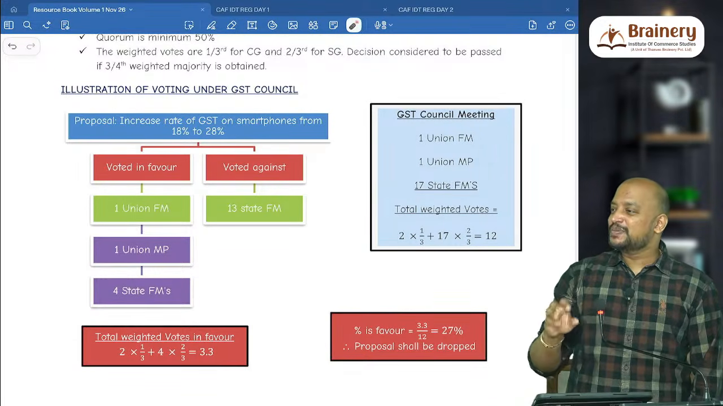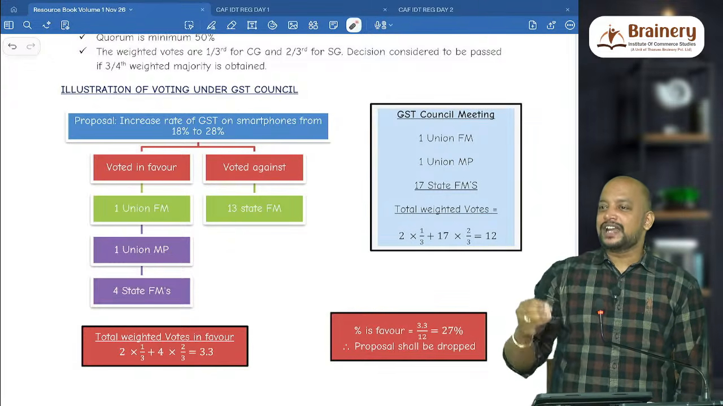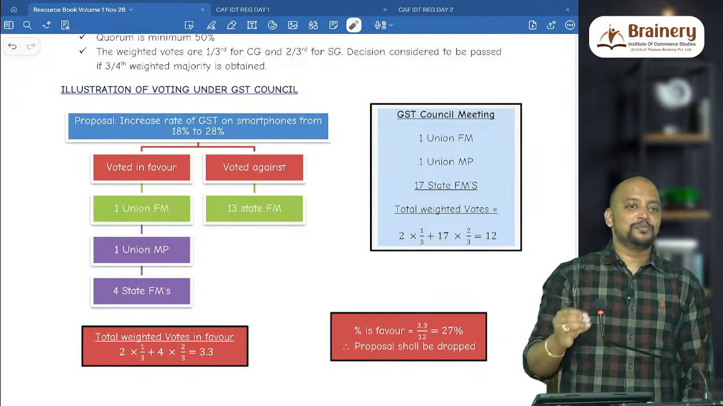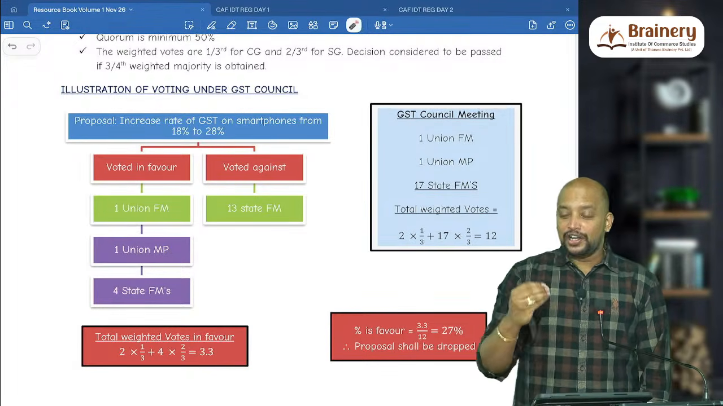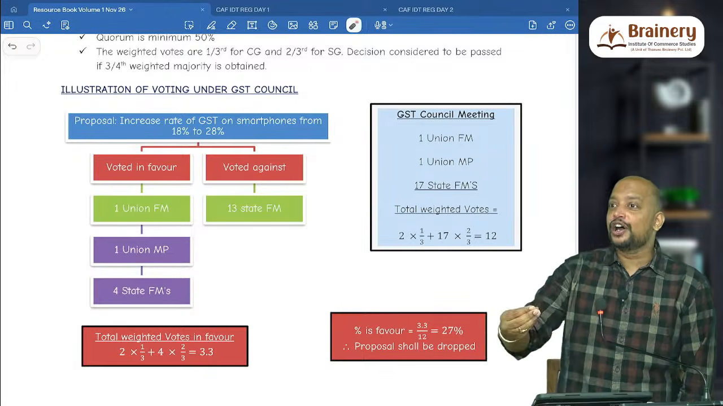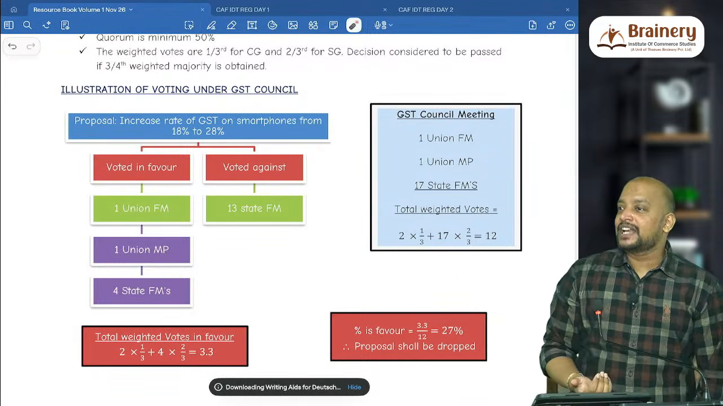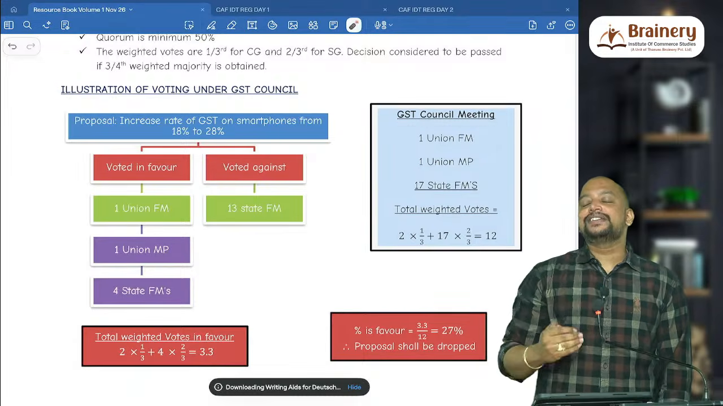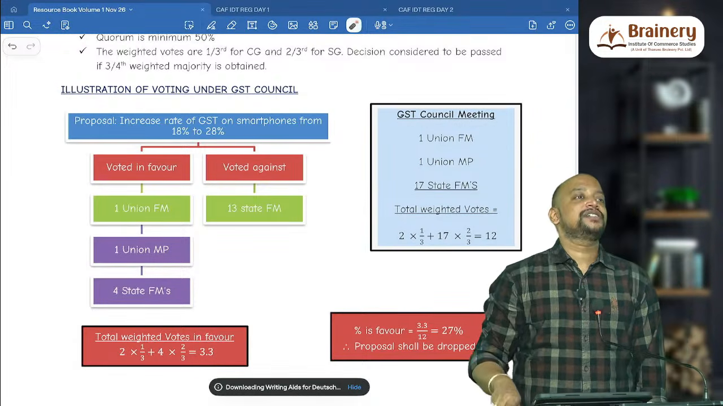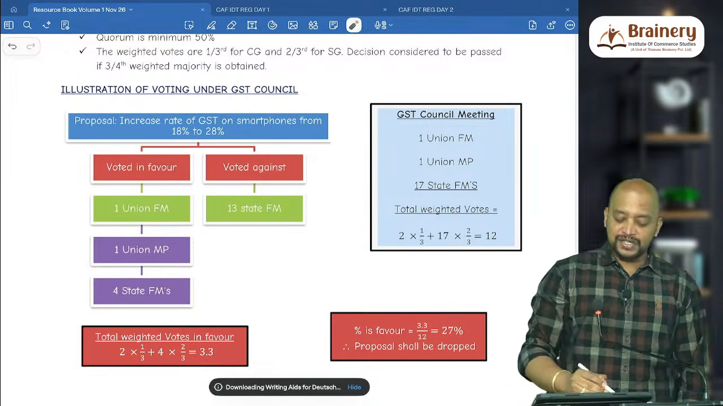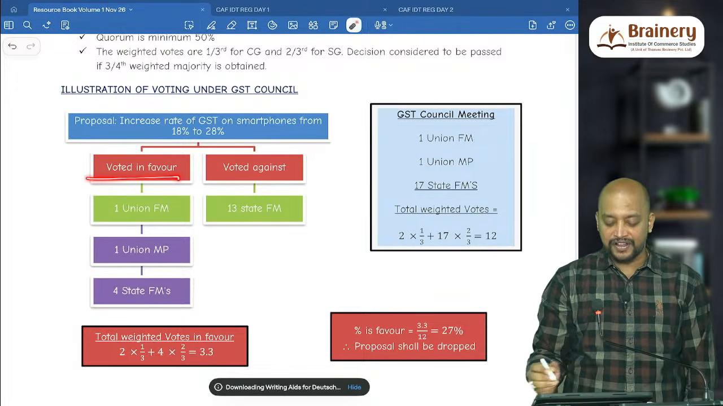So the smartphone has become mandatory, because the night before sleeping you will have your smartphone. In the morning, as soon as you get up, you will not check whether you have clothes on your body or not, but you will find your mobile. That much it has become part of our life, and on that they wanted to increase the rate from 18% to 28%. Of course, the Union Finance Minister will be very happy and voted in favor.